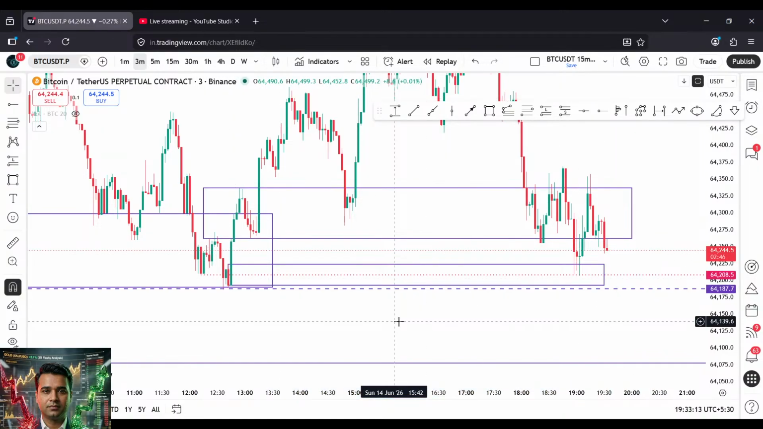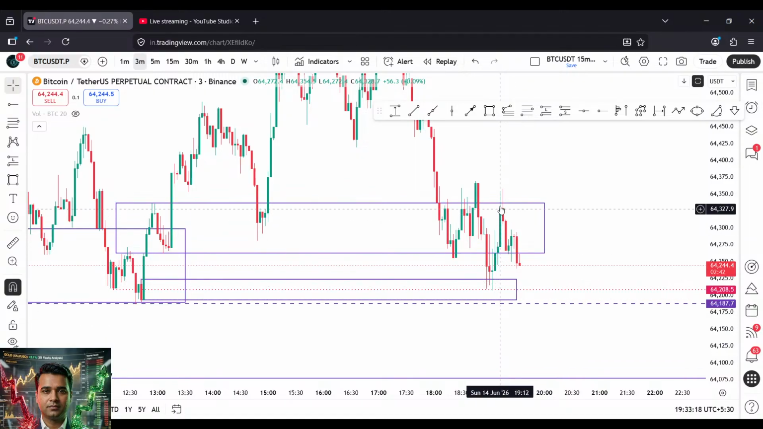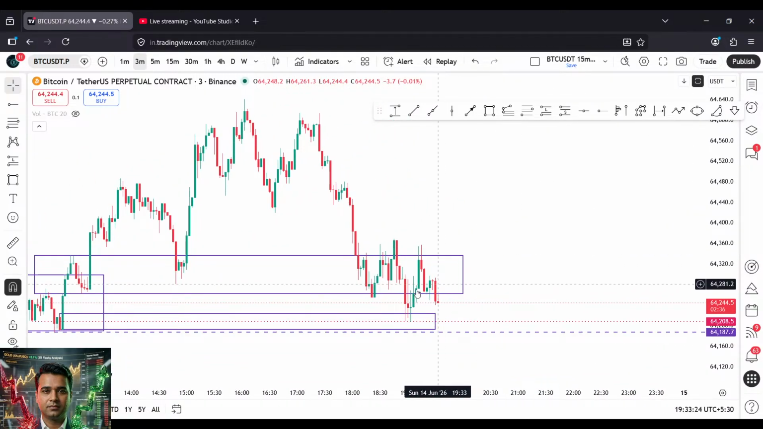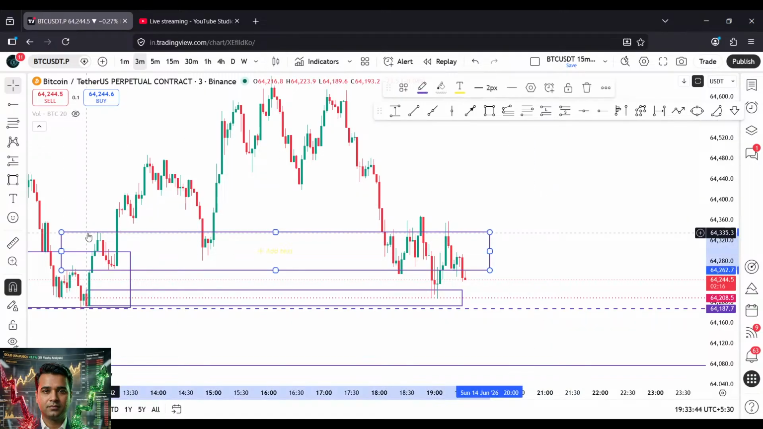Price has reacted from this zone, but after the reaction, price could not cross to the upside here. In this price action, if you look at low, high, lower low, it could not make a higher high. Instead, price is coming down. And from which zone is it coming down?